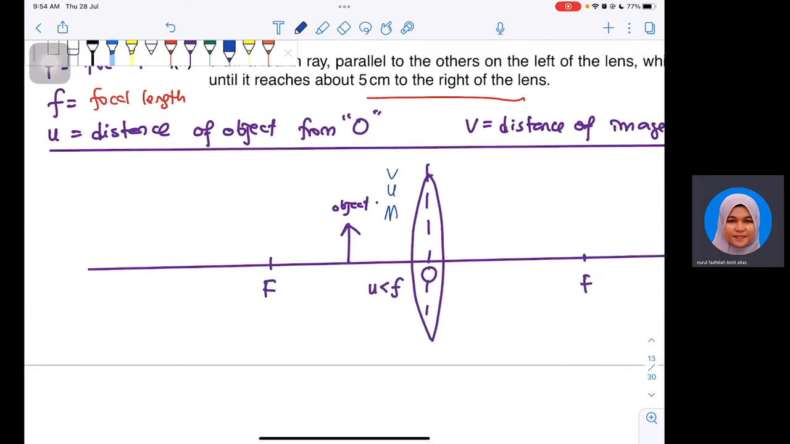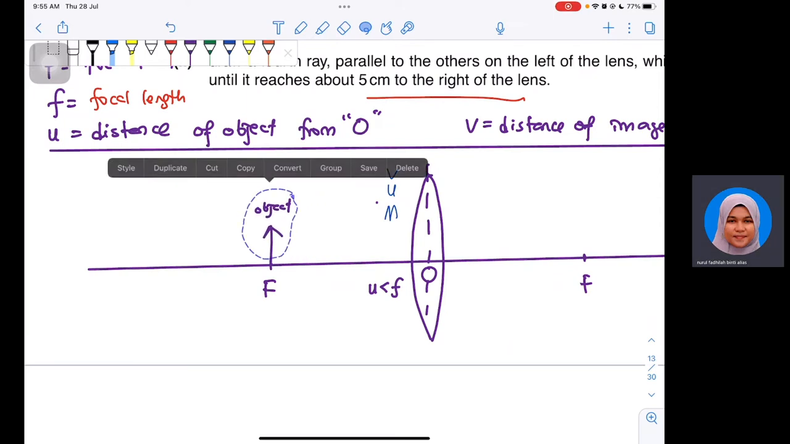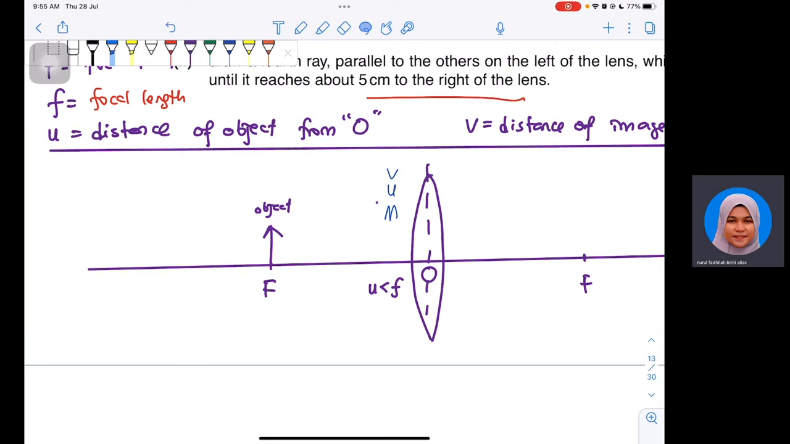Now what happens if the object is moved? Now it is exactly on top of F. So now the position is U equals F. Do you understand the symbols? U equals F means the object is on the point F. Alright? So what are the characteristics of its image?